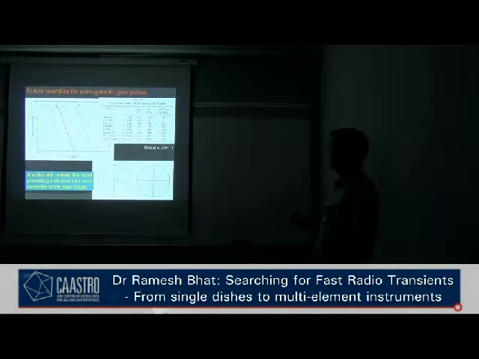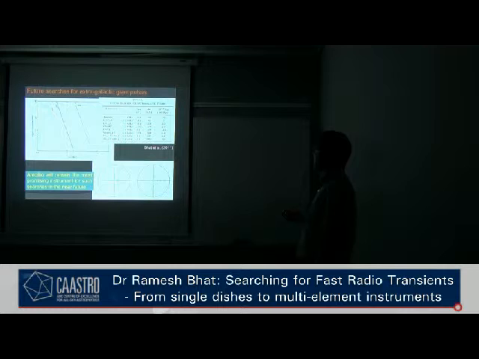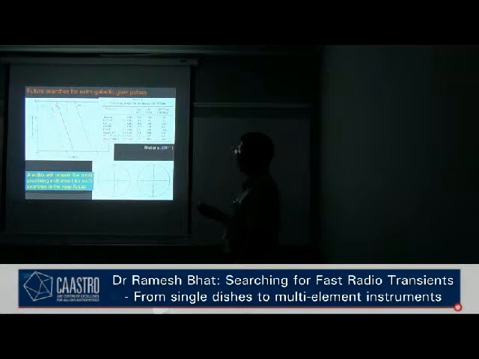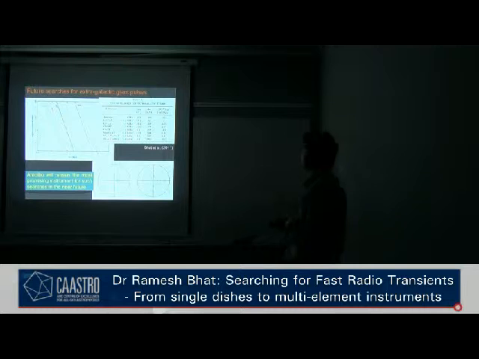SKA phase 1 will have a very similar sensitivity, but the biggest advantage with that sort of instrument is that it will be able to look at many more targets than Arecibo. Arecibo's sky visibility is restricted, so you don't have many targets to choose from.